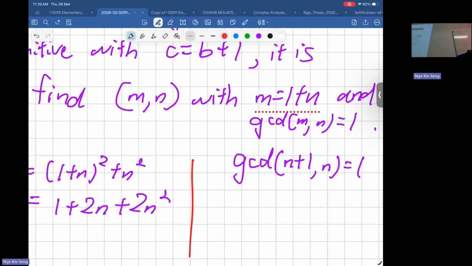How to prove this? GCD equals 1. I don't know what n is at the moment, but then, how do we prove something? How do we find GCD again? Euclidean algorithm. Is it? Let me think. Yeah, Euclidean algorithm.